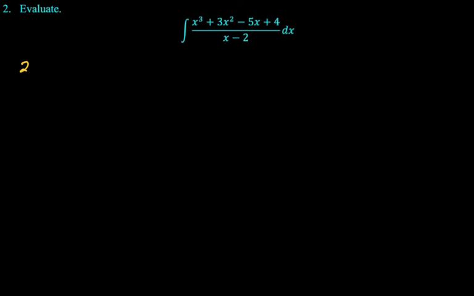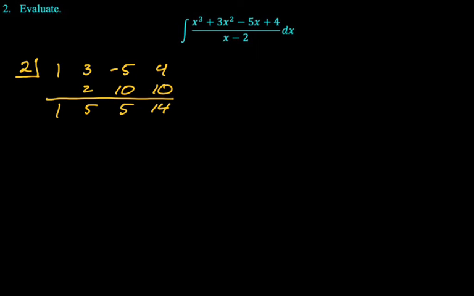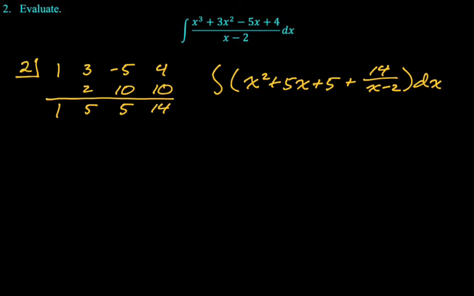I'm going to do synthetic, so we put 2 in the box. Then you got 1, 3, negative 5, and 4. Bring down the 1, multiply, add down, multiply, add down, multiply, add down. All right, now the whole premise is that we can rewrite the original integrand as, since we started with x cubed, it'll be x squared plus 5x plus 5. And then our remainder, which is 14 over x minus 2. So our integral becomes this.